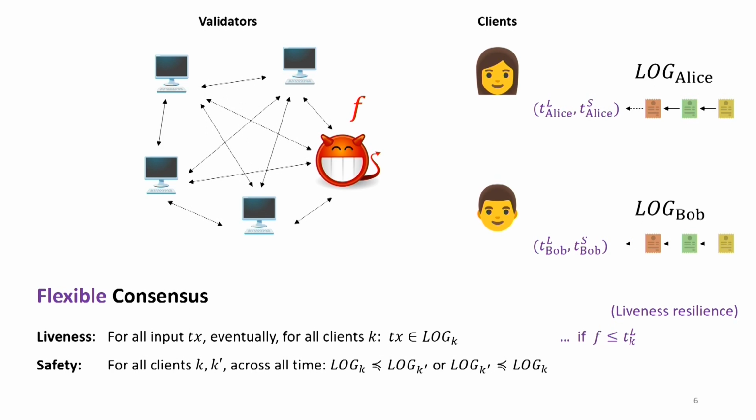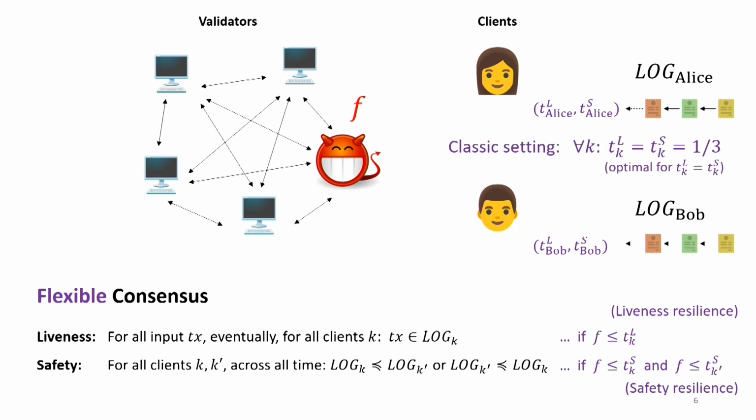Similarly, safety means that if you take any two clients, K and K prime, across all time, their logs have to be consistent. And consistent means that one of them is a prefix of the other. And again, this needs to hold when F is less than the safety resilience chosen by both the clients. And so you can see that each client chooses a liveness resilience and a safety resilience.